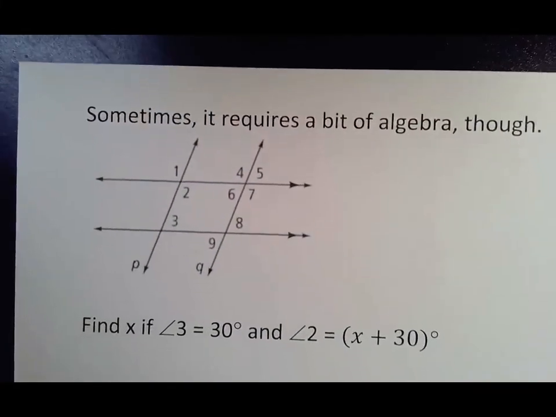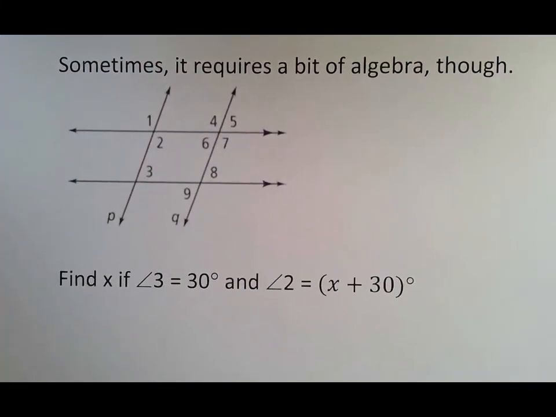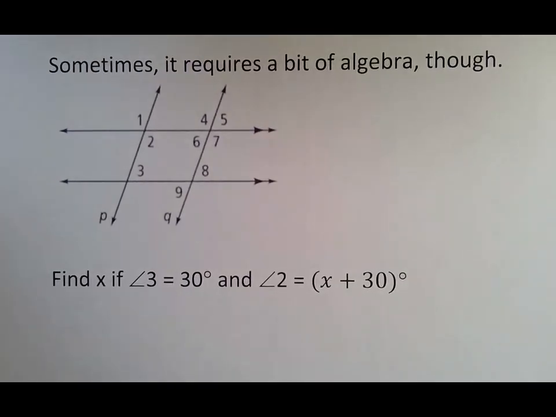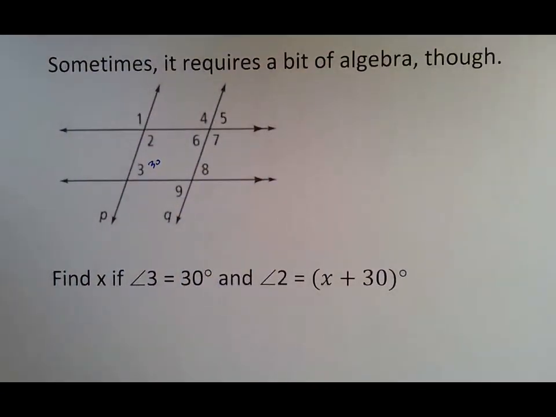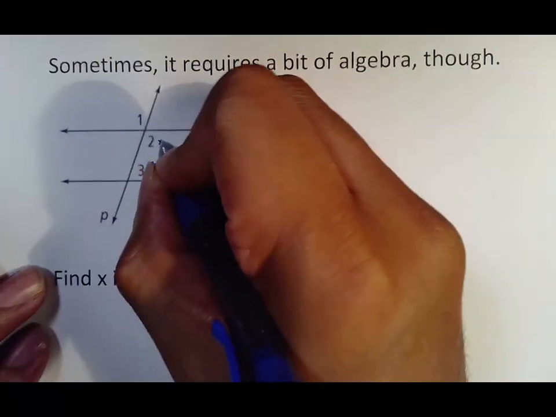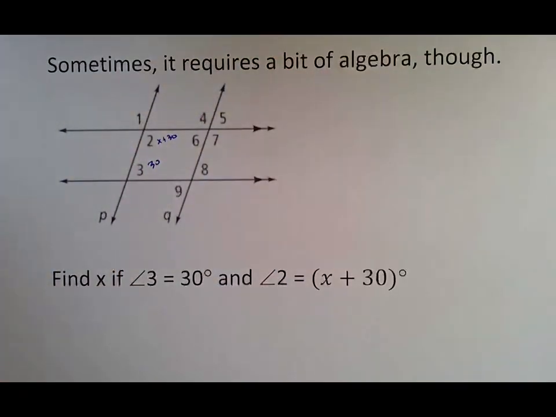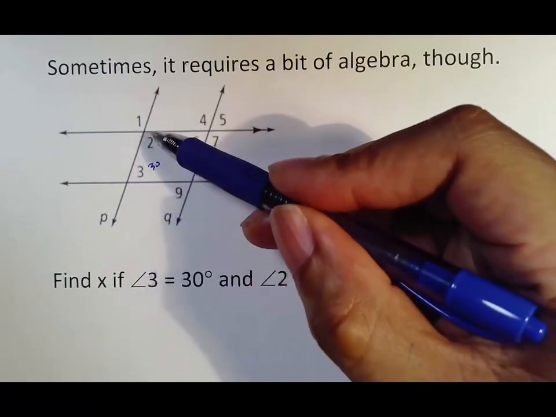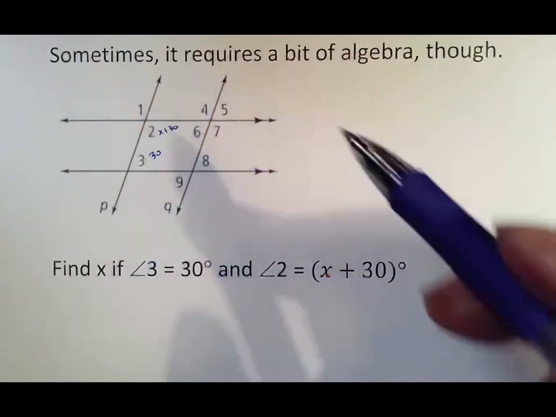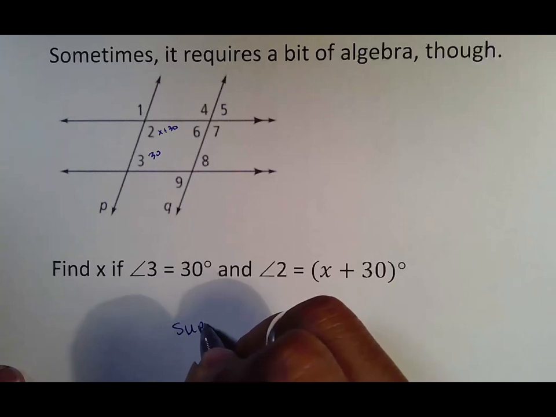Sometimes it does require a bit of algebra. So one of the questions you're going to see is going to say something like this. Find x if angle 3 is 30, so put a little 30 up here, and angle 2 is x plus 30, so I'm going to put x plus 30 there. And what I know about angle 2 and angle 3 is that they're not the same. This is acute, this is obtuse, which means that these two things are supplementary.